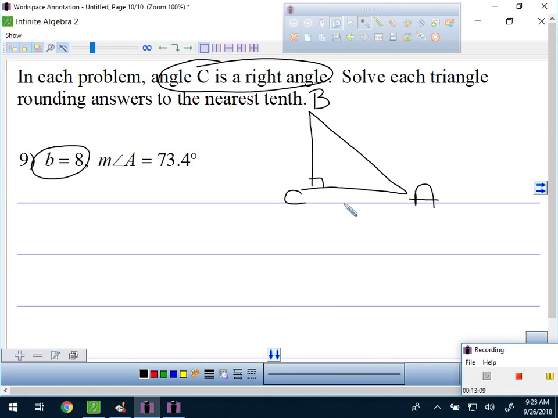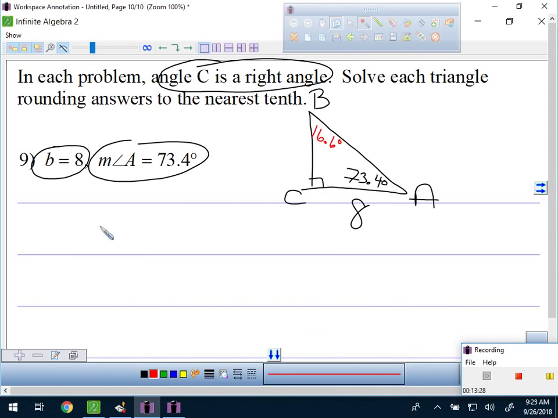So side B is 8, angle A is 73.4 degrees, and it wants you to solve the whole triangle. The first thing I'm going to do is find missing angle B, which will be 90 minus 73.4. So this angle right here will be 16.6 degrees. And let's be honest, if I looked at all 4 of my answer choices and only one had angle B as 16.6, I'm not going to waste my time. I'm just going to circle that and call it a day. But I'm going to go ahead and finish solving this for you.